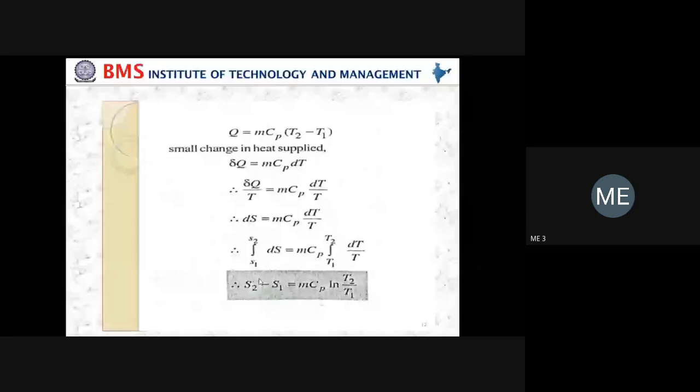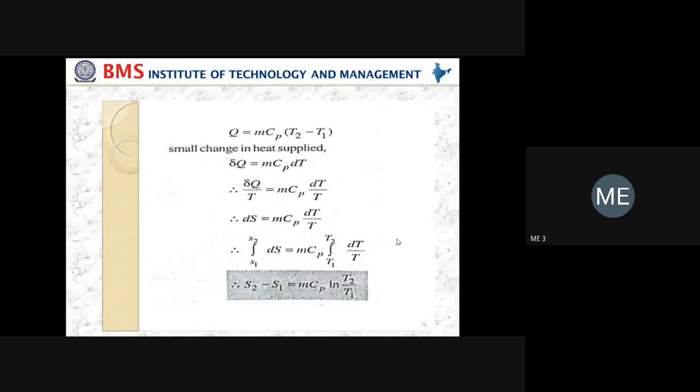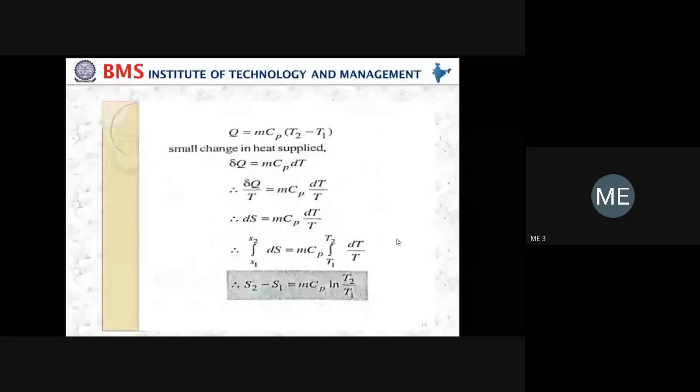Okay. So integration of ds is nothing but S2 minus S1 equals MCP ln T2 by T1. In a constant volume process, we are getting it as MCV ln T2 by T1. And in the case of a constant pressure process, we are getting it as MCP ln T2 by T1. This is the second process, that is the constant pressure process.